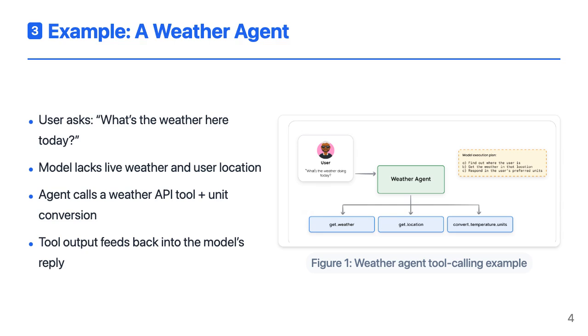Consider a simple weather assistant. If a user asks, "What's the weather here today?" the model's training data won't contain your current location or today's forecast. Instead, the agent calls a weather tool, a function that takes a location, hits a weather API, and returns structured data. It might also call a small math or conversion tool to switch between Celsius and Fahrenheit. The agent then weaves those tool results into a natural language answer. The intelligence is shared. The model plans and explains, while tools fetch facts and perform precise operations.